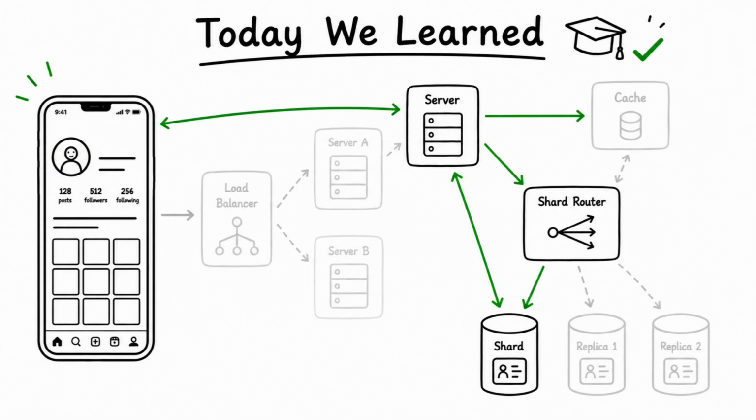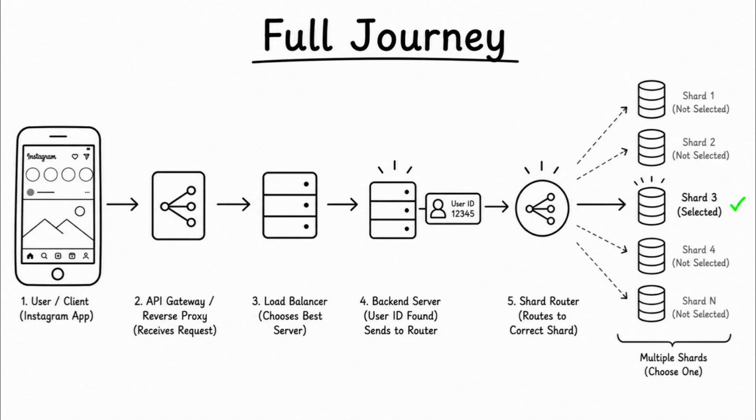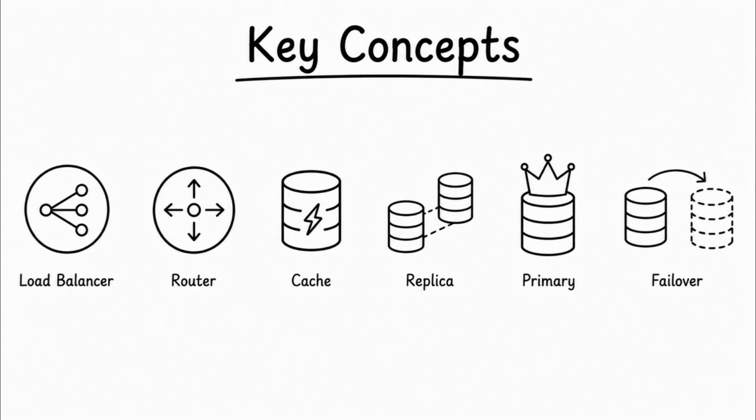Today we learned how large-scale systems actually find your data after sharding. We followed a request from your phone all the way to the correct database shard. We learned about load balancers, shard routers, caches, replicas, primary databases, and failover.